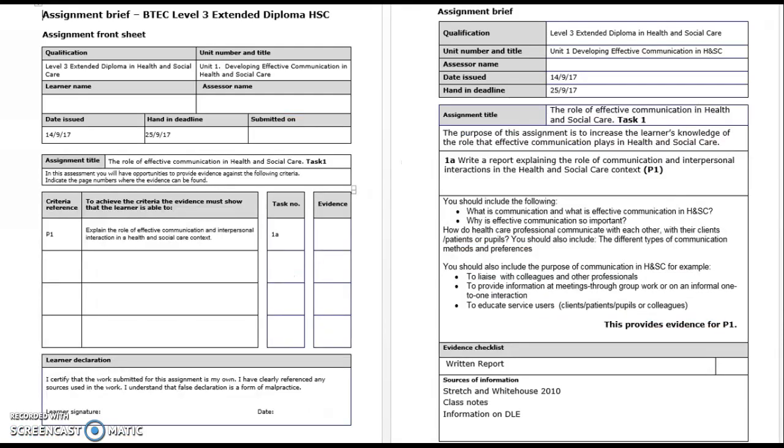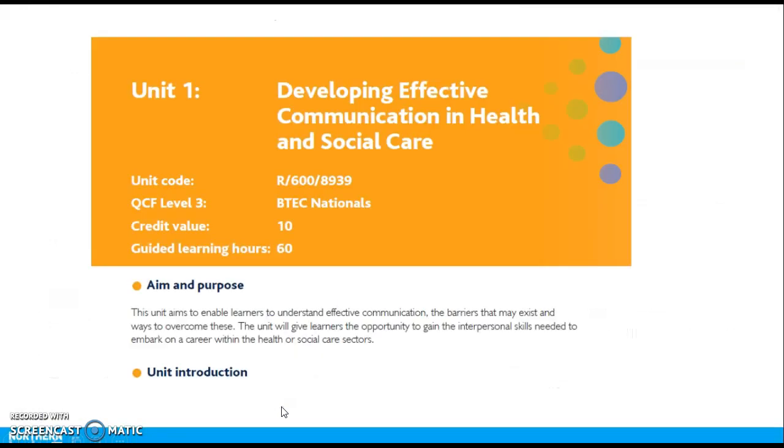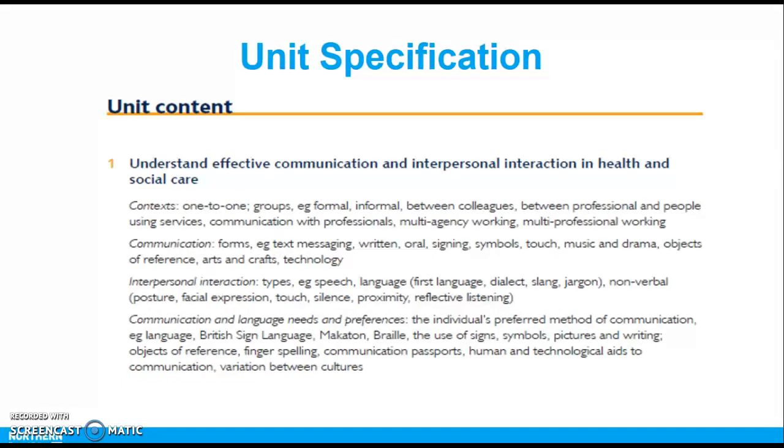So the assignment brief. The assignment brief will indicate the assessment criteria that needs to be completed, and you will see just the learner has to sign and date the assignment brief for authenticity. Then we have the specification, and this is just Unit 1 here. This is very important, and you'll be able to identify what learning is required for the unit and that it's assessed appropriately.